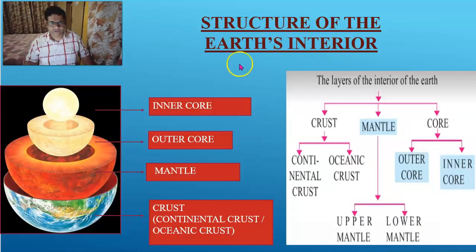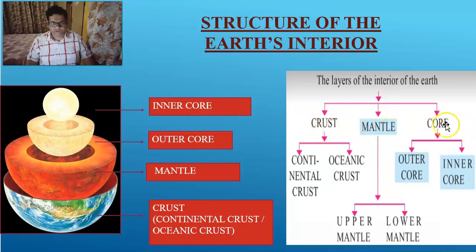So children, I hope you like this video very well and you have understood what is inside the Earth. And let's look in detail. Structure of the Earth's interior. As you have seen in the video, there are 4 parts. The Earth is divided into 4 parts, but the interior we consider as into 3 things: crust, mantle and core. These are 3 main things, 3 layers: crust, mantle and core.